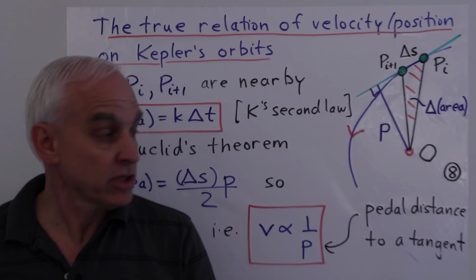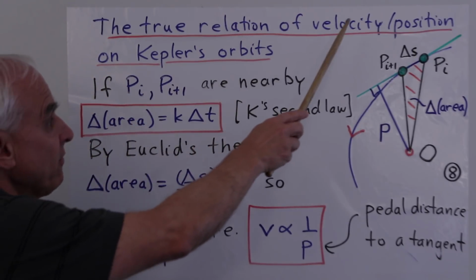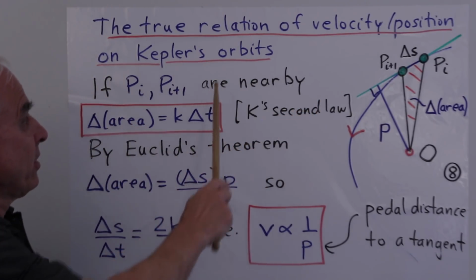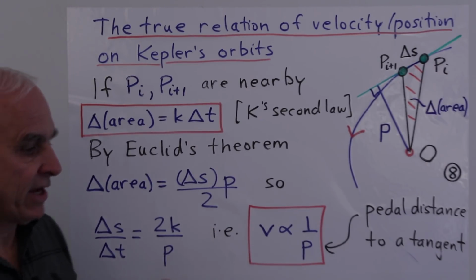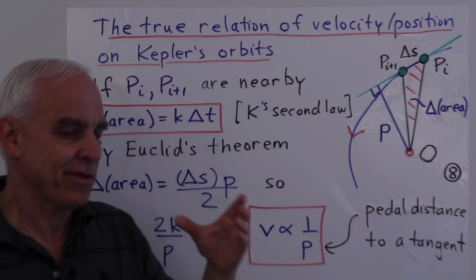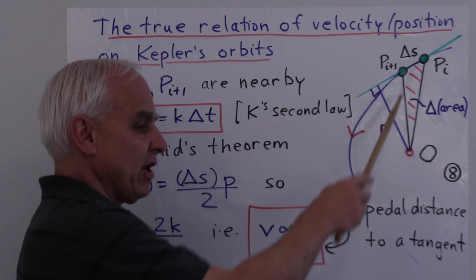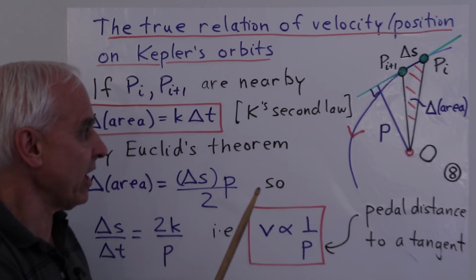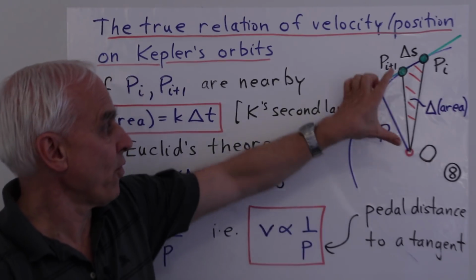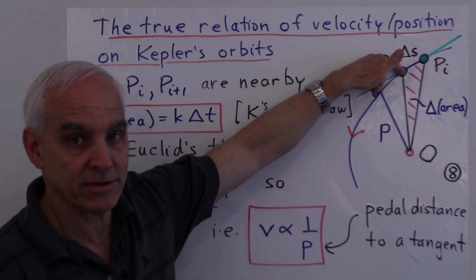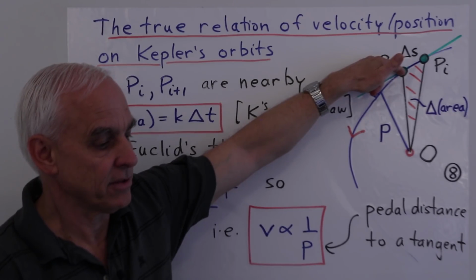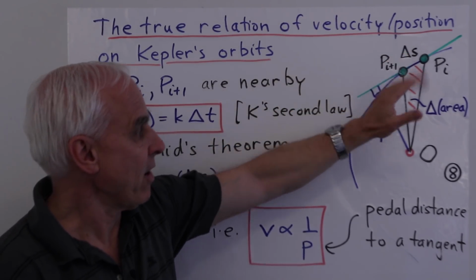So now we're in a position to explain the true relation between the velocity and the position on Kepler's orbits. So we're going to replace Kepler's false thinking that the velocity, the speed actually, the absolute value of the velocity, was proportional to 1 over the length from the sun to the planet, the distance. It's not 1 over the distance, it's actually something else.